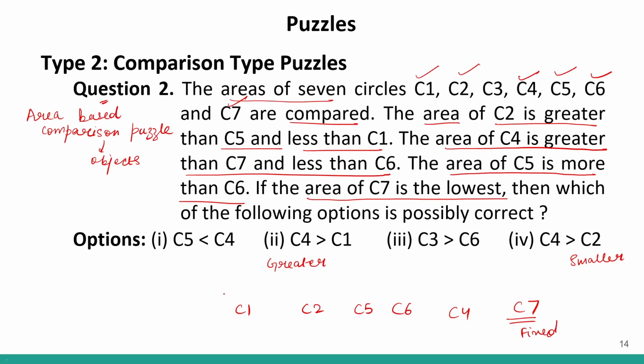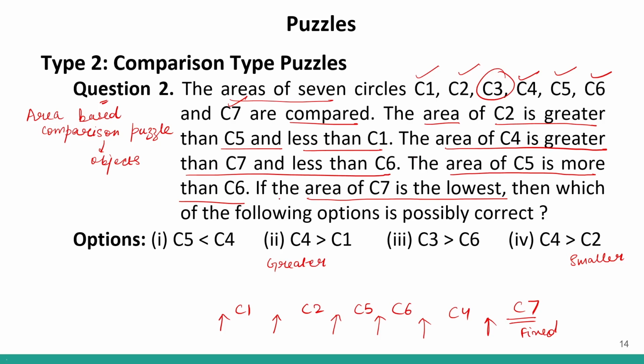So how many positions do we need more? We need 1 position for C3, correct? So C3 can come here also, and here also, and here also, and here also. So basically we have 6 possibilities for C3, because none of the information tells us the exact position of C3.